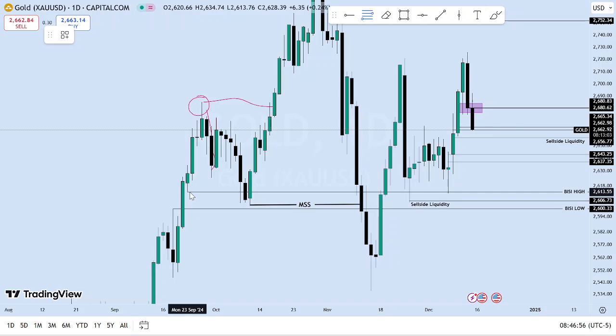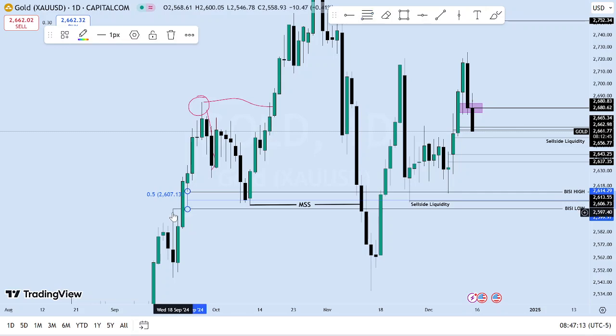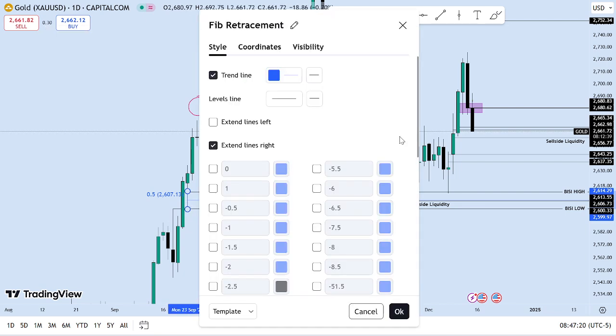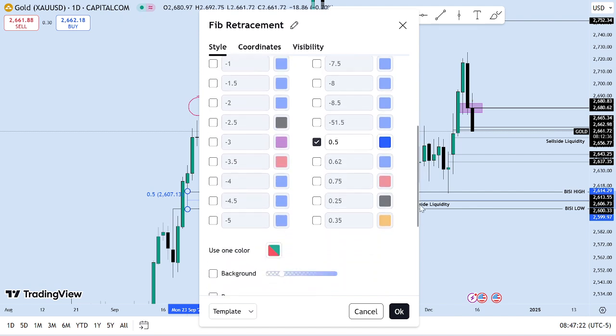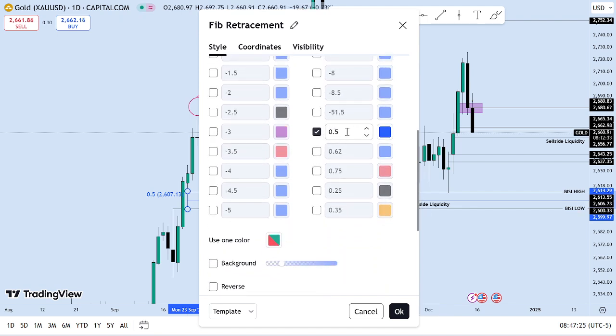So you map from the low of this week, the low of that week, to the high of this week. You anchor it to this week's high. The blue line is our 50%. Set your own levels like this. That's the 50% level. We have the 25% level, the 35% level, and the 75% level. I can turn it on now, and you will see it.